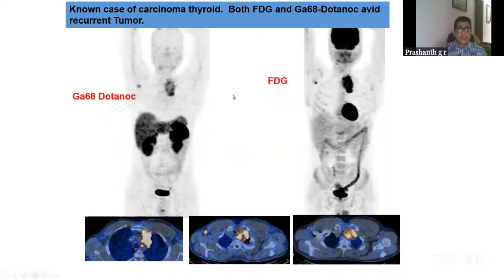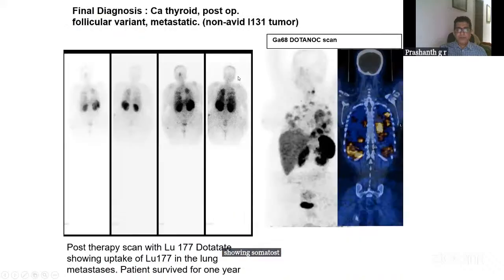And this is typically what it would look like. An FDG PET scan showing FDG avid disease here in the neck, showing somatostatin receptor expression. A similar patient who became non-iodine concentrating was treated with lutetium DOTATATE. This patient had a good quality of life and survived for almost a year after therapy. So we can improve the quality of life for these patients. Cure, however, is definitely not possible.